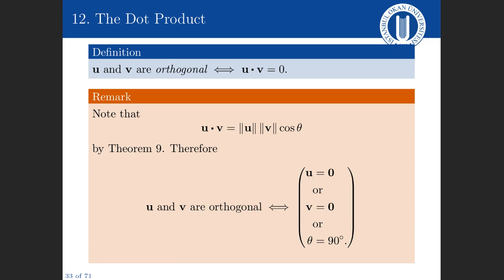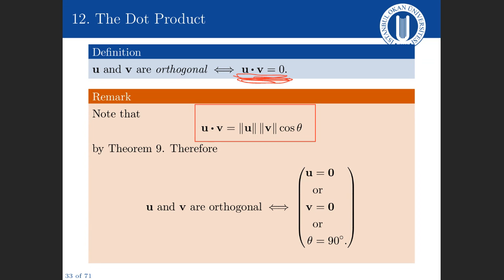Definition: two vectors are orthogonal if and only if their dot product is equal to the number 0. Now, you will remember we had a formula for the angle. The angle was the inverse cosine of u dot v divided by norm of u, norm of v. If we rearrange this formula, we can also write this as u dot v is norm of u, norm of v cos theta. Therefore, we can say u and v are orthogonal. Orthogonal means the dot product is equal to 0.